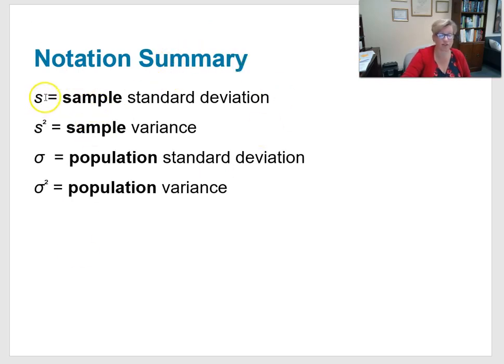Again, we'll do some notation summary. Remember, S is your sample standard deviation. S squared is your sample variance. Sigma, lowercase sigma, is your population standard deviation. Sigma squared is going to be your population variance. So just note, Greek letters, you're talking about populations.